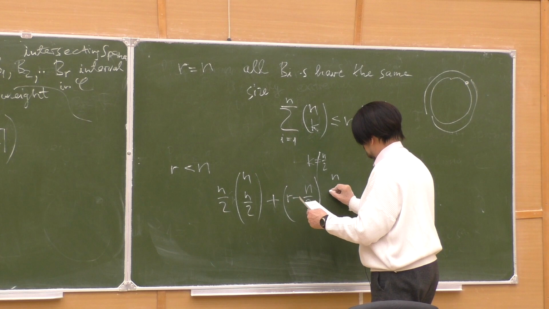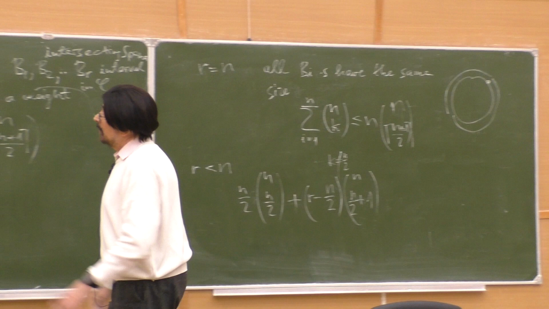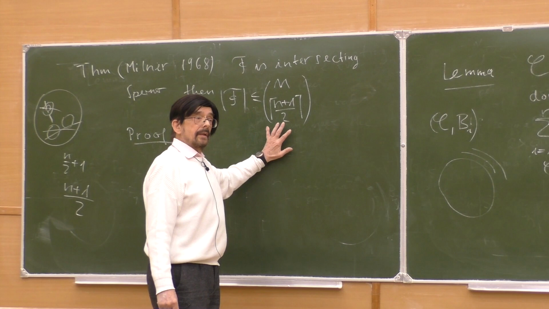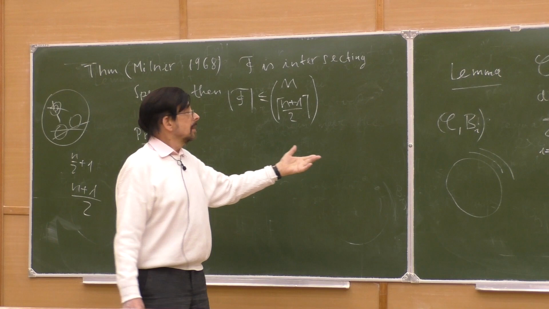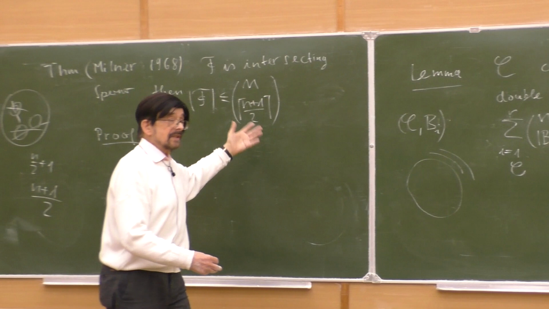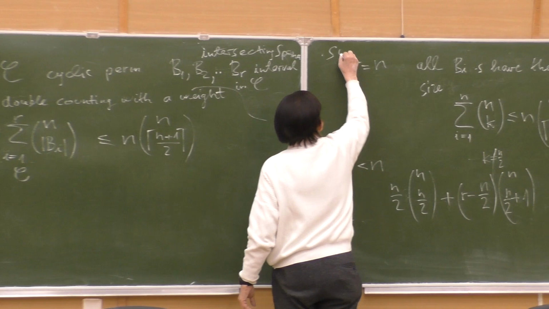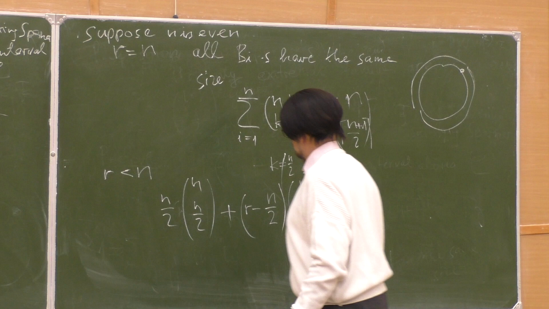Oh, I forgot to tell you before that the whole theorem is trivial when n is odd, because already the Sperner property says that you cannot have more in the family than n choose this number. So we have to consider only the even case. And this is why I wrote here n half.